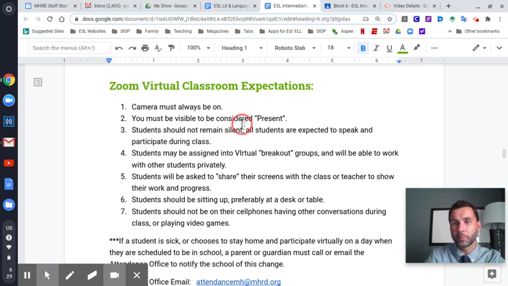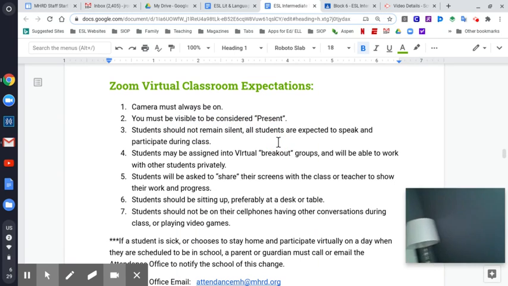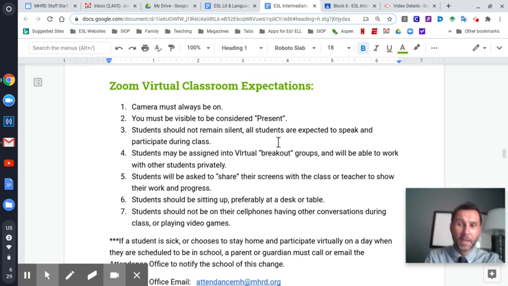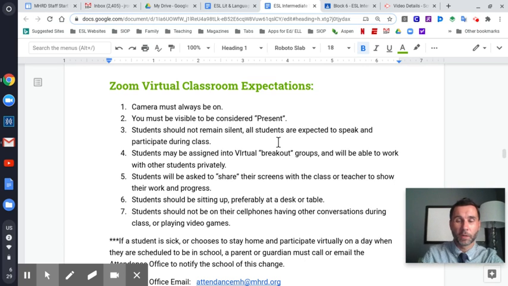So to be considered present, a student must be visible. Some students might try this and just not be in the camera or just show their forehead or the top of their head. Unfortunately, that is not acceptable to be marked present. Students should not remain silent. It's expected that students participate, that they're not on mute, and that they're actively participating with the class.